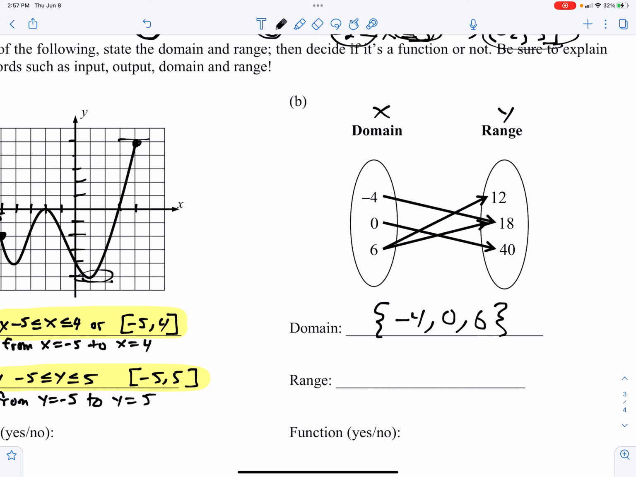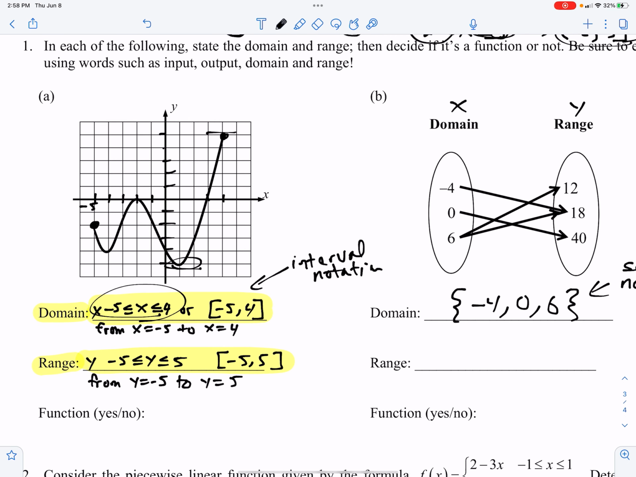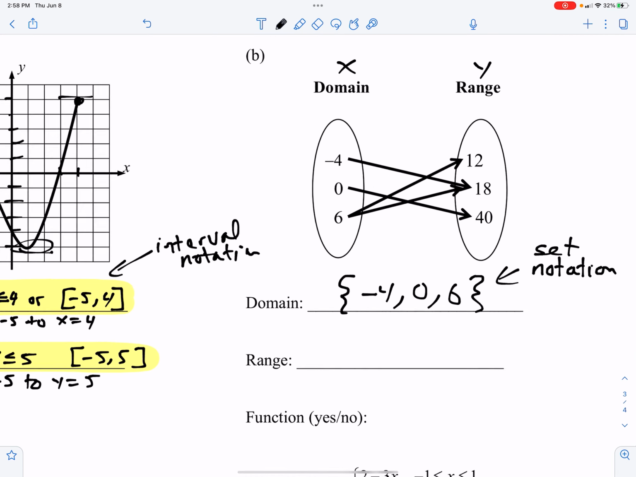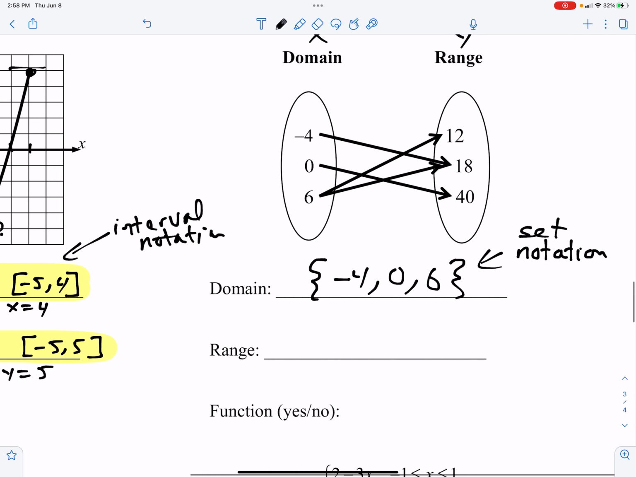Well, the other way we can write the range is in set notation. That's what this is called right here, set notation. Sometimes I've seen it called roster notation because it looks like a list or a roster. This, by the way, is called interval notation. And interval notation, you can write it one of two ways, with inequalities or brackets and parentheses. Okay, so then the range would be the set of values that includes 12, 18, and 40.